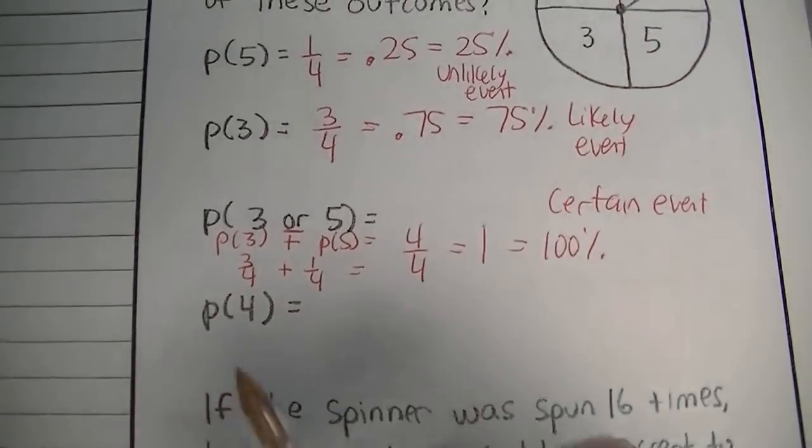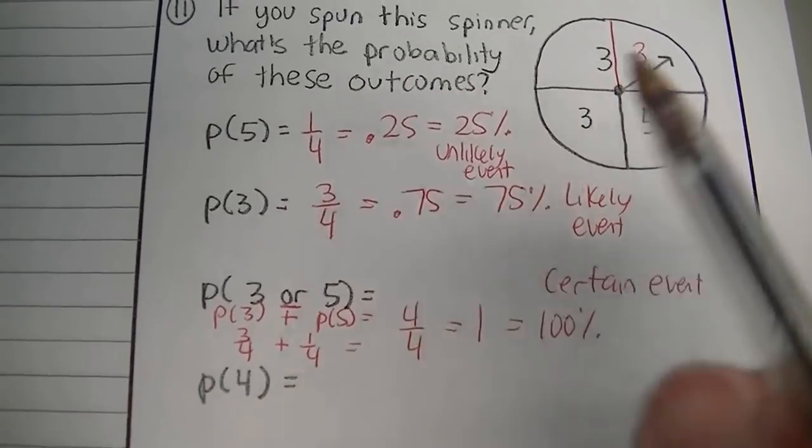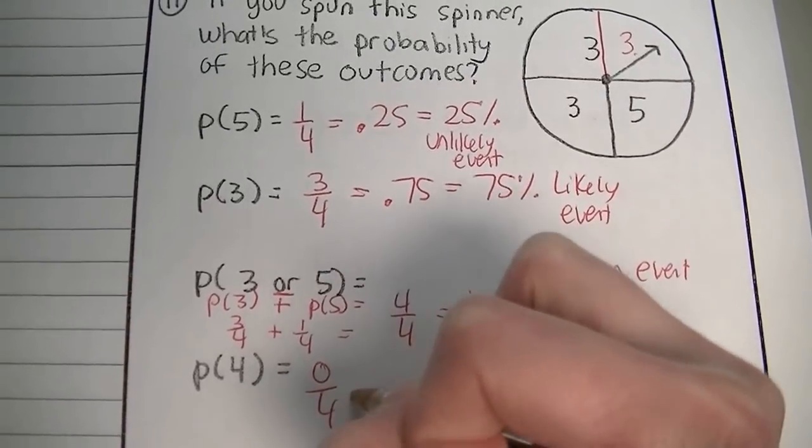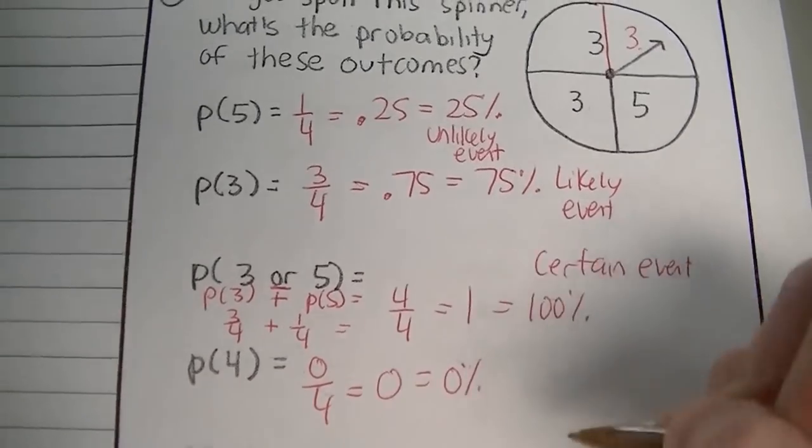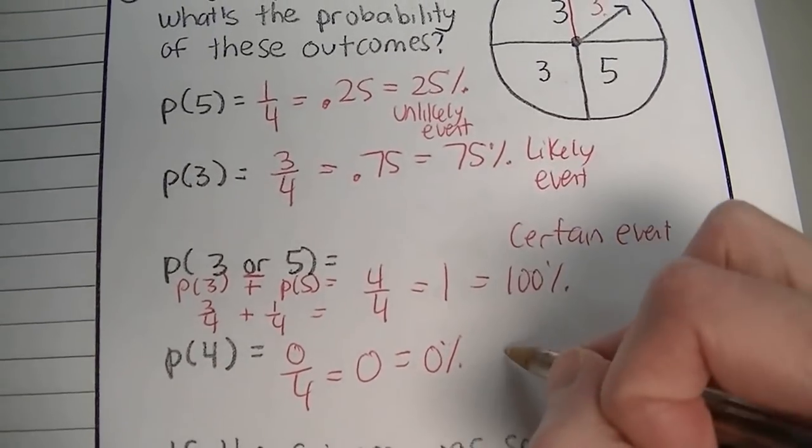Okay, probability of landing on a 4. Do you see a 4? Heck no. So it's 0 out of 4 as a fraction, which would give you 0, which would give you 0%. What kind of event is a 0% chance of happening? It's an impossible event.